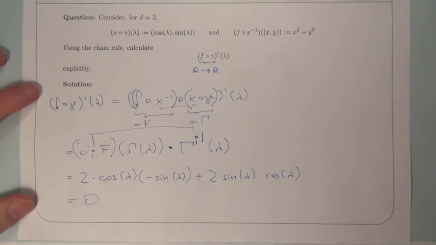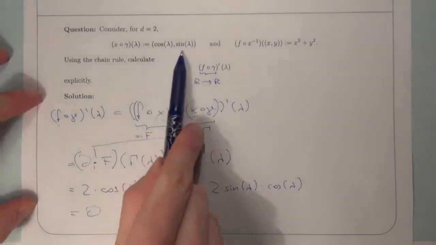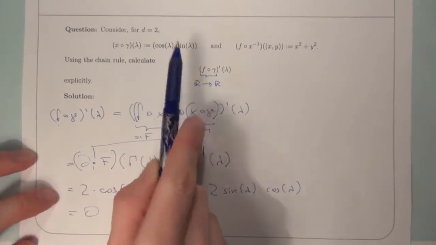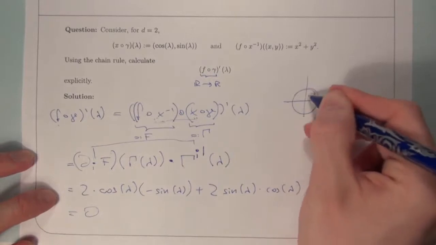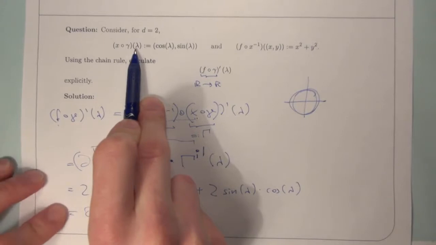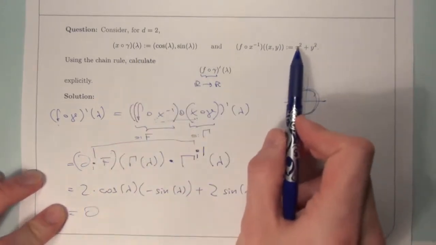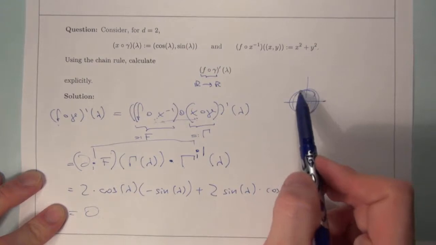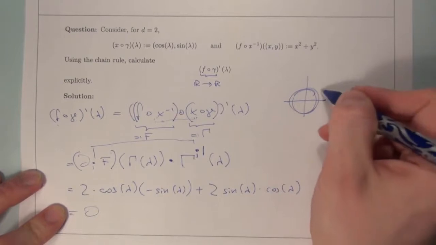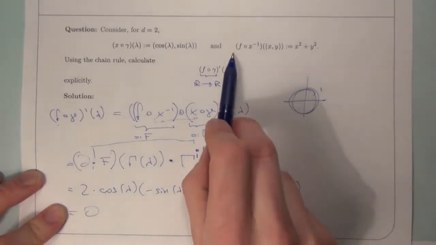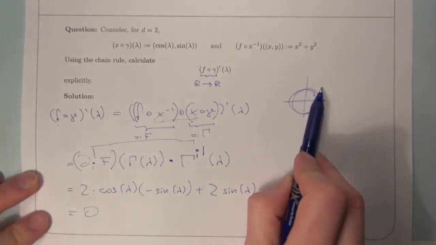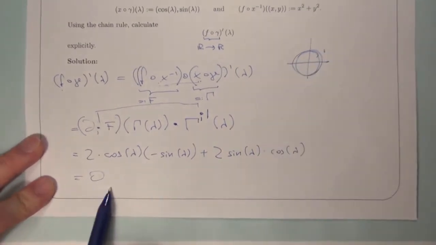Maybe you could think about this, because the curve gamma in the chart, so this capital gamma, describes a circle. So we have a circle where we run around all the time with the parameter lambda increasing, and the function that we look at when we run around is x squared plus y squared, but on the circle this is always 1. So the values of the function along the curve are constant. Therefore, the derivative is 0.